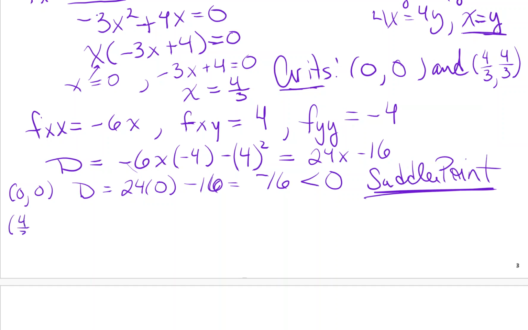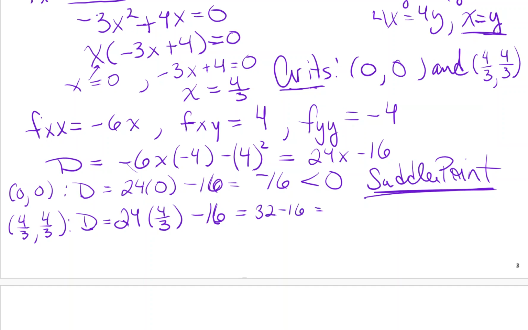Let's move on to 4/3. See how good you guys are with fractions. So for this one, D is going to be 24 times 4/3 minus 16. That's going to be a little messier. So hopefully you know that 24 is divisible by 3, which if you take 24 and divide it by 3, that'll give you 8. And then when you times it by 4, you'll get 32. So I end up with 32 minus 16, which comes out positive 16. And that's good, because that means I have either a max or a min. But I'll need to look at fxx to decide.